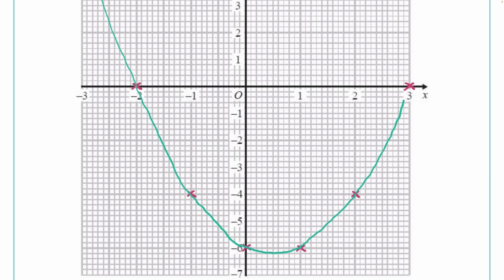There we go. All the way to the top. And there we are. So the important part here when you are plotting this curve is to make sure that it goes through each of those points. And in this case, it's gone through all the points there.